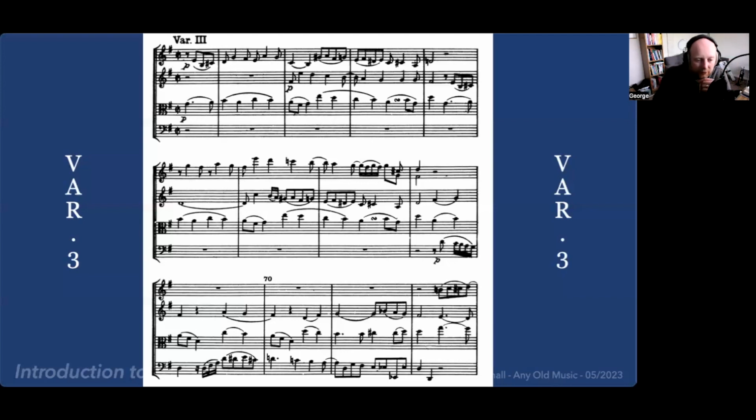Texturally, the music changes again too, becoming a little more dynamic in the way parts drop in and out, increasing and decreasing the number of voices we hear at any one moment as the movement progresses.